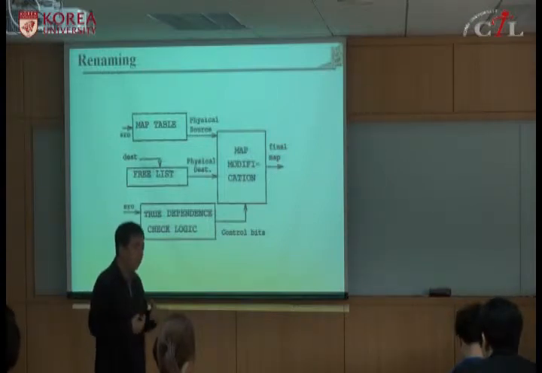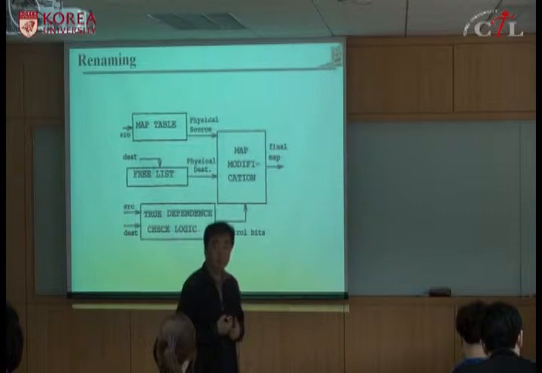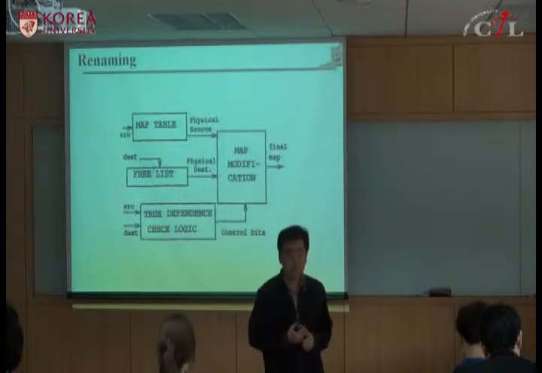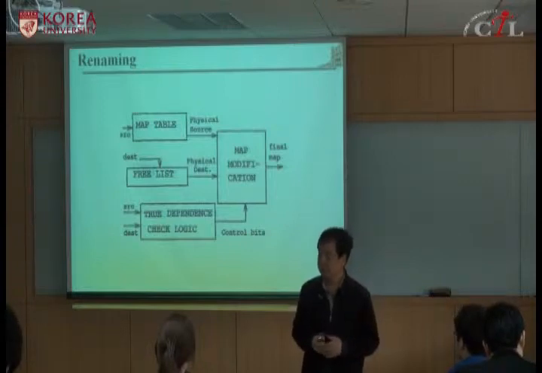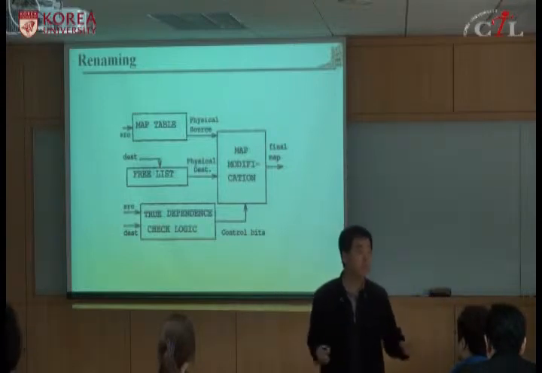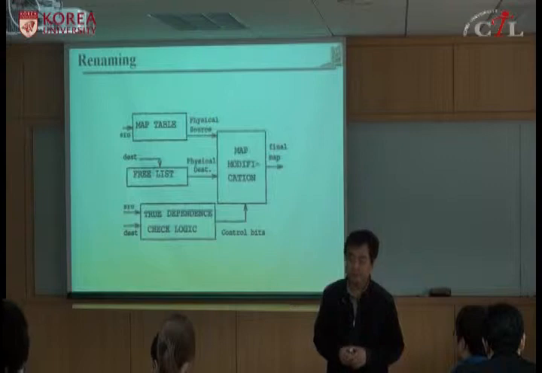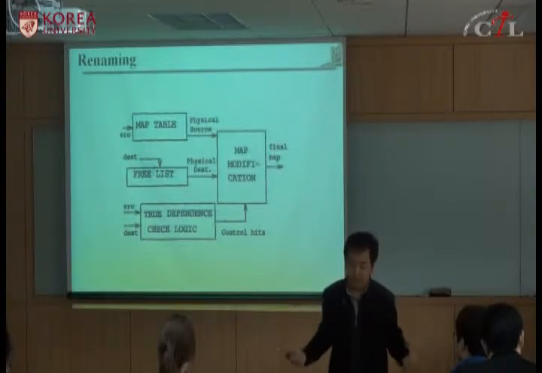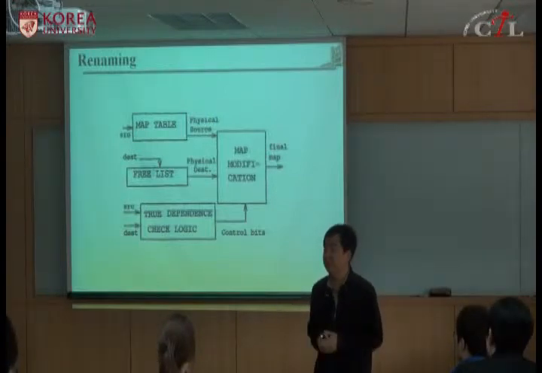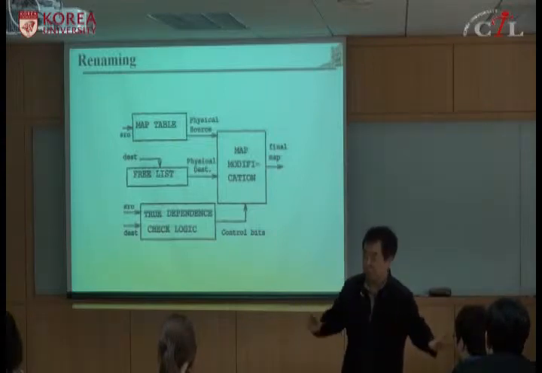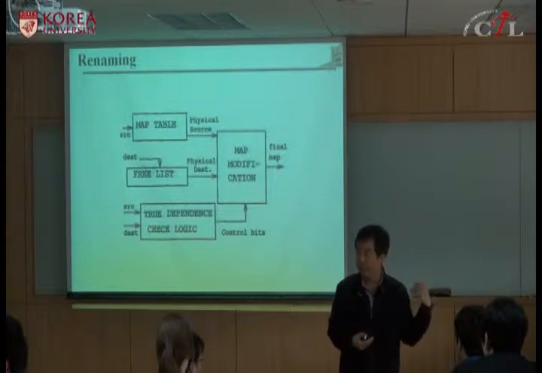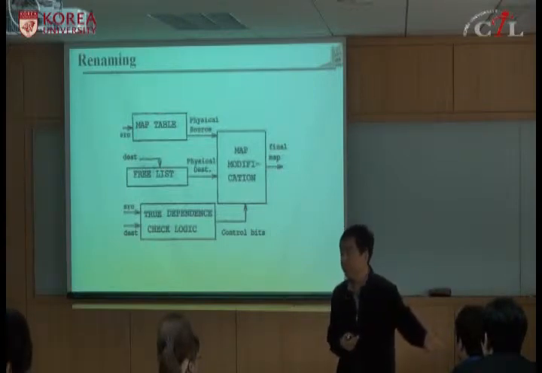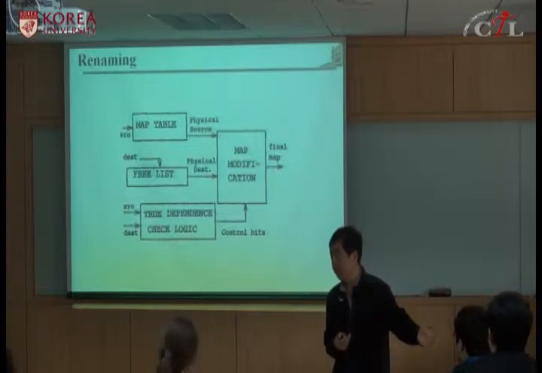But for multiple issue superscalars, there is a little bit of complication. Assume that you have two instructions, such as Pentium, dual issue. And each one is writing, so you allocate a new physical register, and you look at the source, and look up the map table, and for each source, you translate the logical source register number to a physical register number.